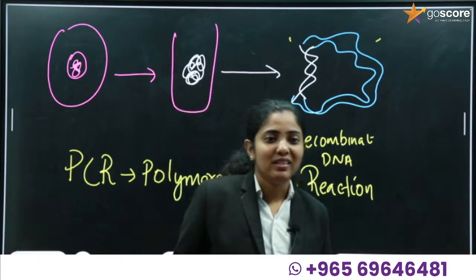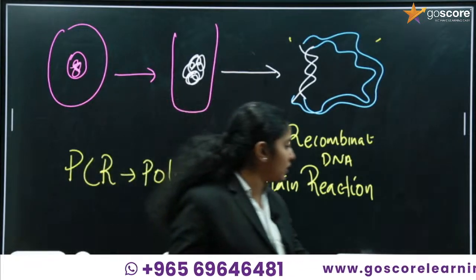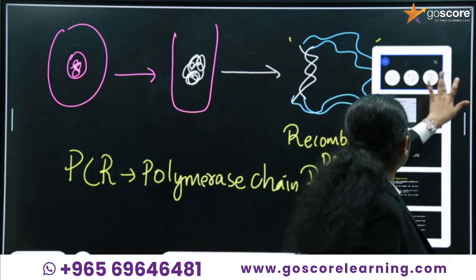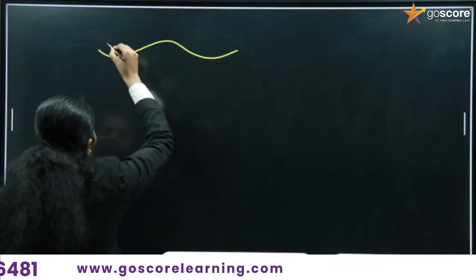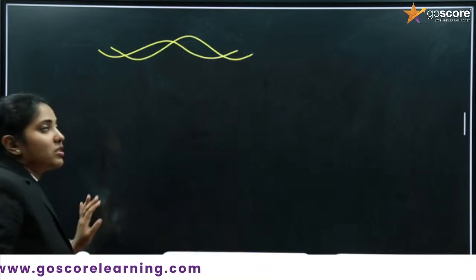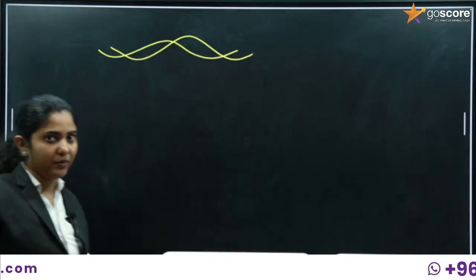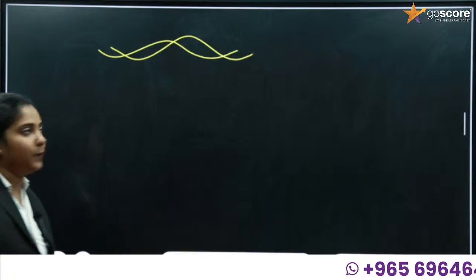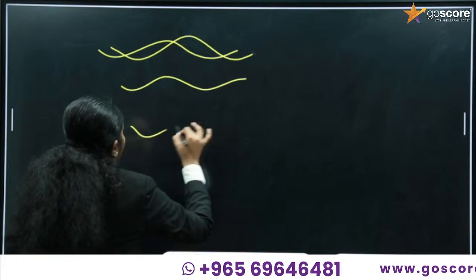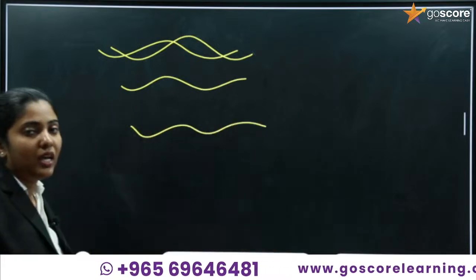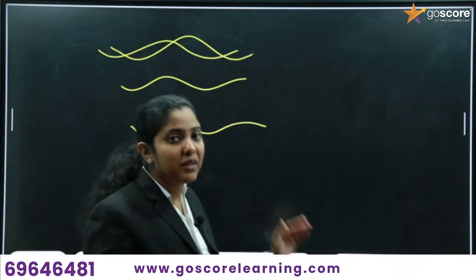You know what is the structure of DNA, right? It is double stranded in structure. Even if it is recombinant DNA, it will be double stranded DNA. So for the process of replication, this has to be separated. That is the first step: separation of DNA. The DNA has to get separated, this is one strand and this is the next strand. Separation of DNA is the first step involved in PCR.